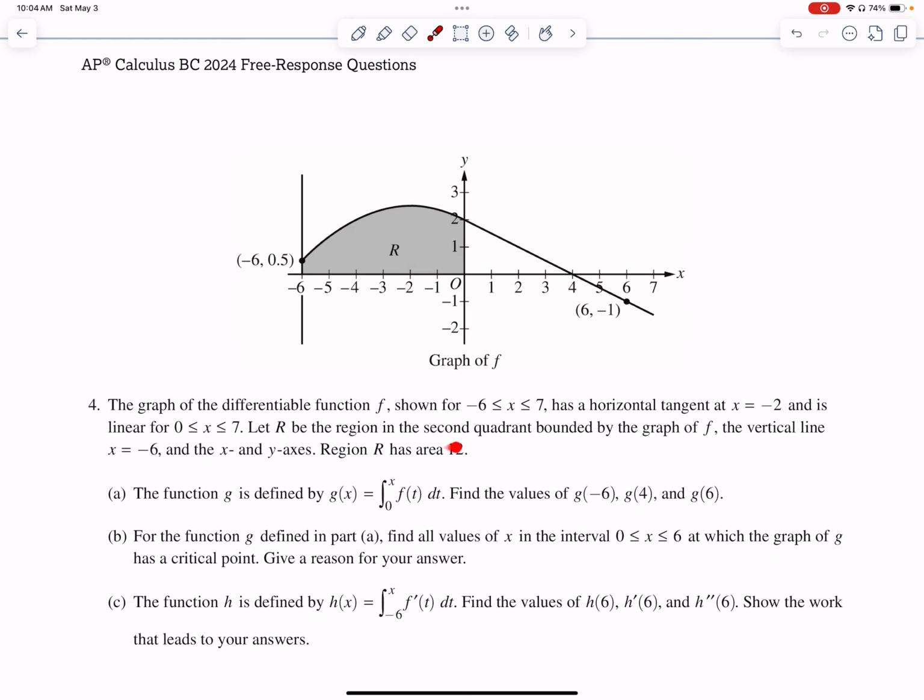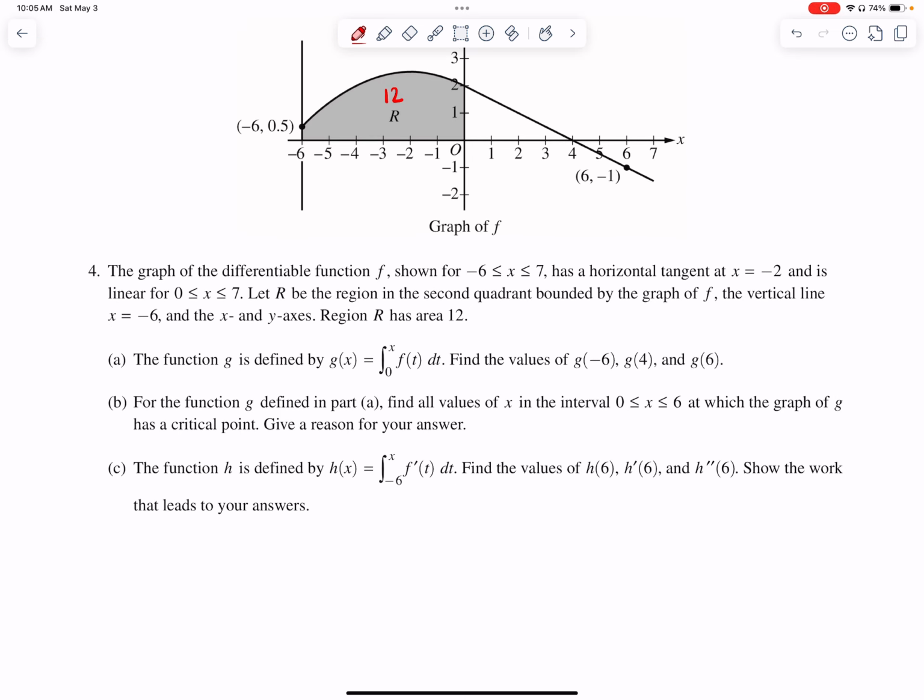Let R be the region in the second quadrant bounded by the graph of f, the vertical line x is equal to -6, and the x and y-axis, so the shaded part there, of course. And it tells us that that has an area of 12. I know that is going to be useful.